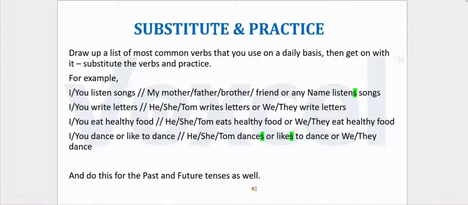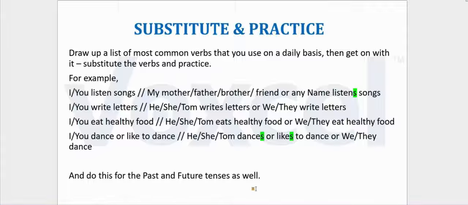And next sentence, I dance. Second form of dance: danced. I danced a lot in my childhood, or I liked to dance in my childhood. He danced in his childhood, or he liked to dance in his childhood. We danced in our childhood, or we liked to dance in our childhood. Whatever you want to practice, you can change the verbs.